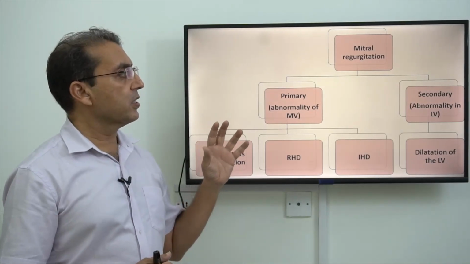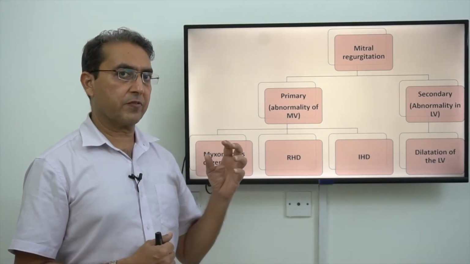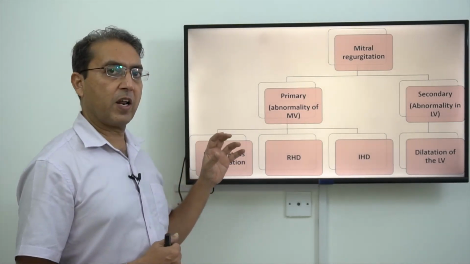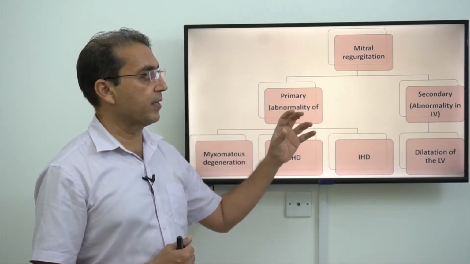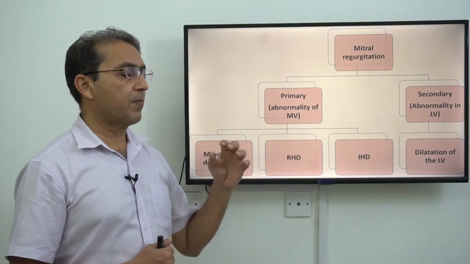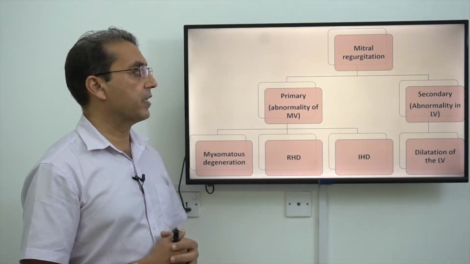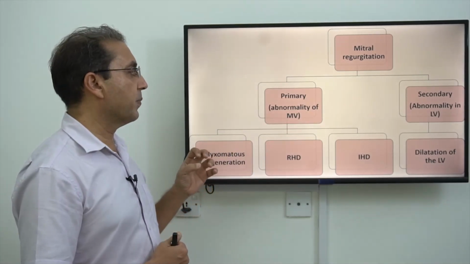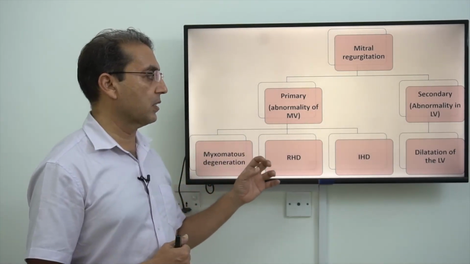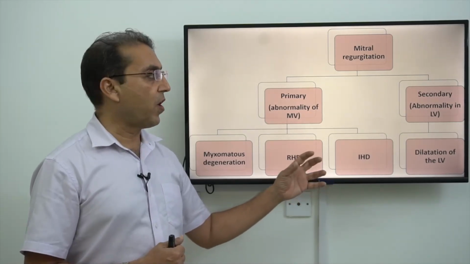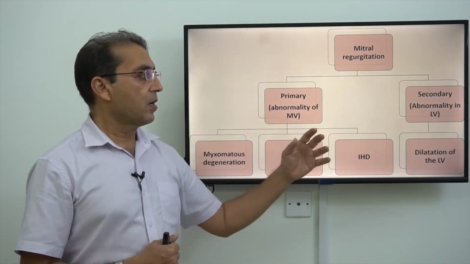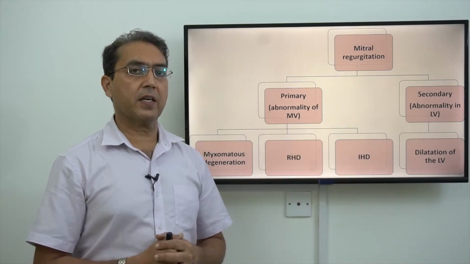Now, mitral regurgitation is divided into two different types. One is a primary defect in the mitral valve. The second one is the secondary abnormality, which is because of an abnormality in the LV itself, not in the valve apparatus. So primary abnormality may be seen in myxomatous degeneration, rheumatic heart disease, and ischemic heart disease, while the secondary type of mitral regurgitation is seen when the patient has an abnormally dilated LV cavity.